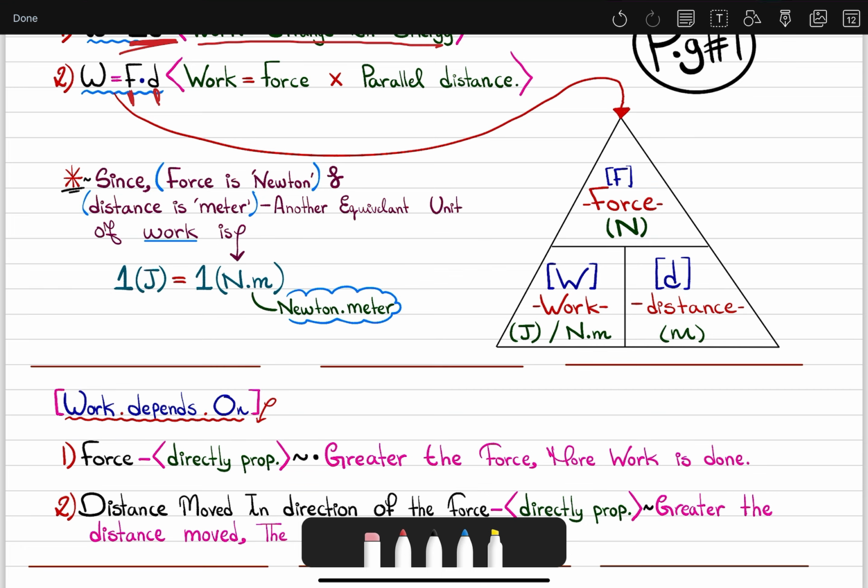Now, since force is in Newton and distance is in meter, another equivalent unit of work is the Newton meter. So 1 joule is equal to 1 Newton meter. This means that work has two units, joule and Newton meter, but energy is only measured in joule. So even though work and energy are the same, the units are not the same.